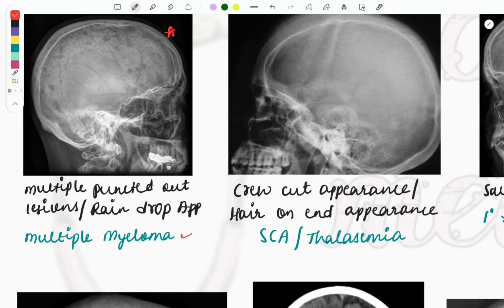If not, then this can be described in a clinical case about multiple myeloma, because multiple myeloma is asked frequently in the exam. Along with these, other features of multiple myeloma can also be described.